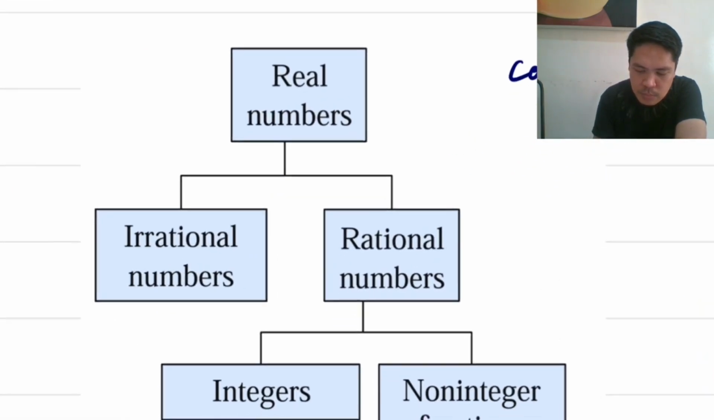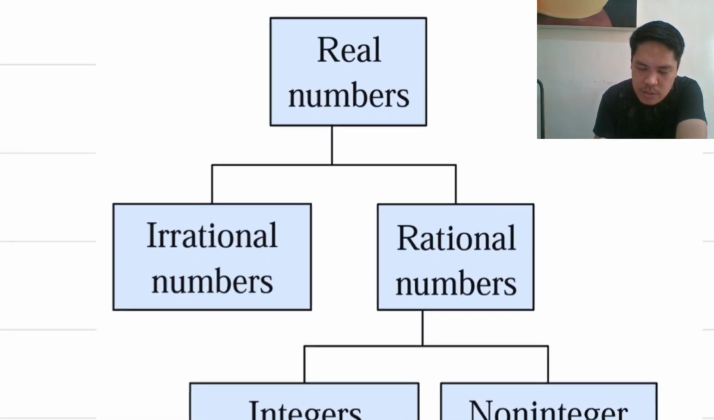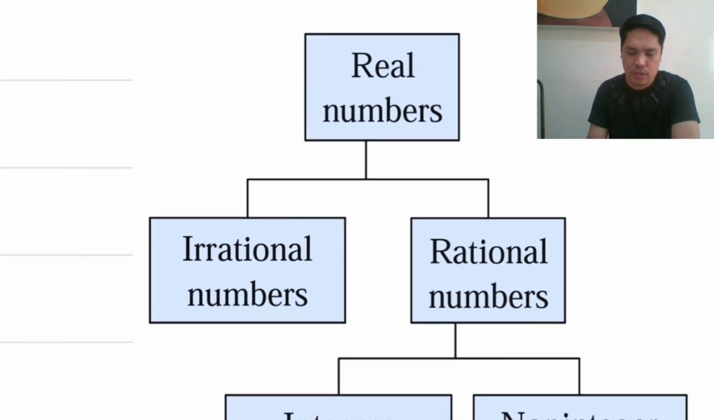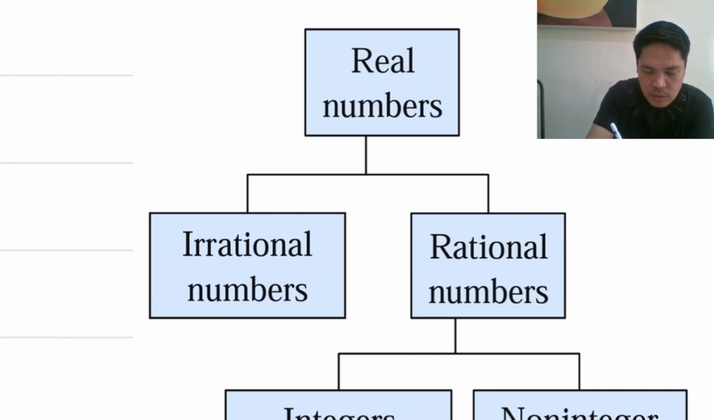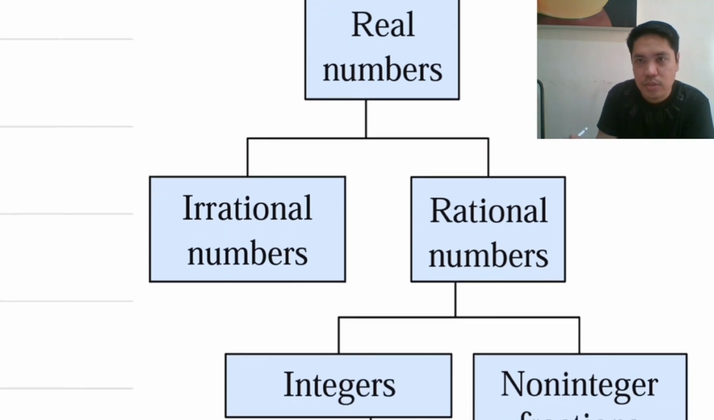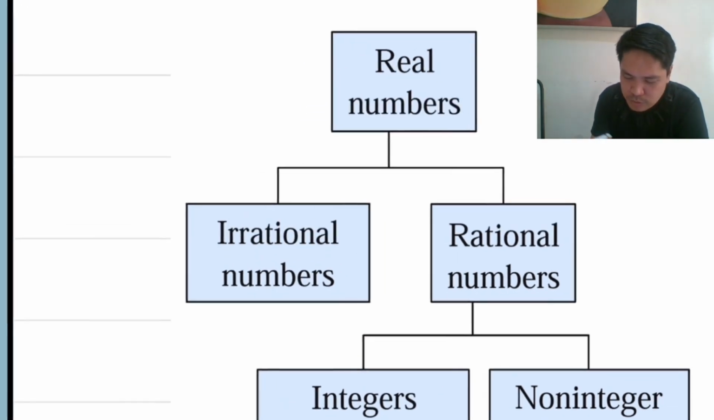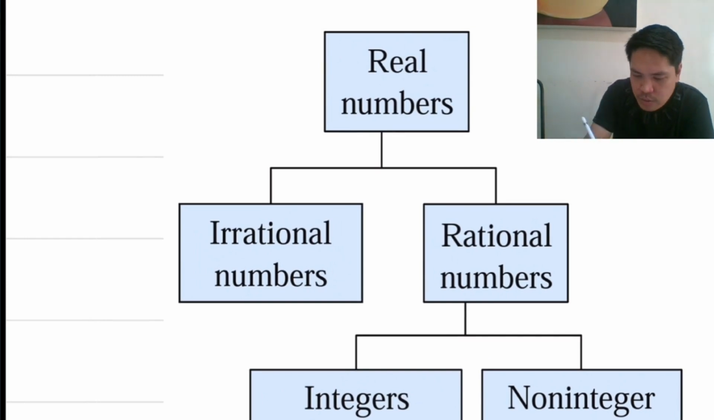So when we say real numbers, they are of two types. It could be irrational numbers or rational numbers. So let's just look at these two types first. When we say rational numbers, or rational number, look at this root word, ratio.